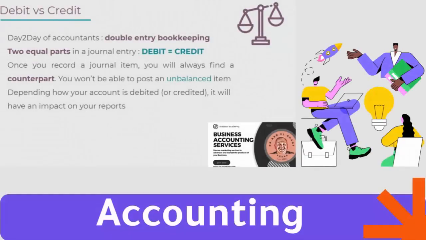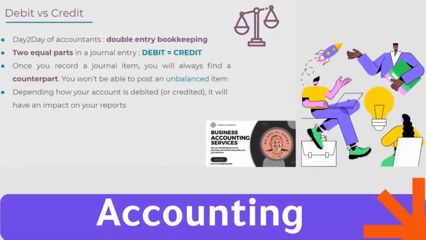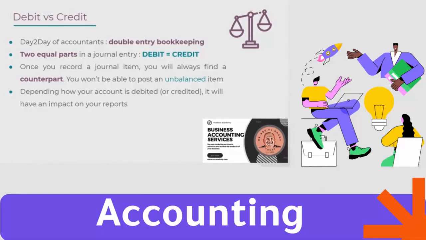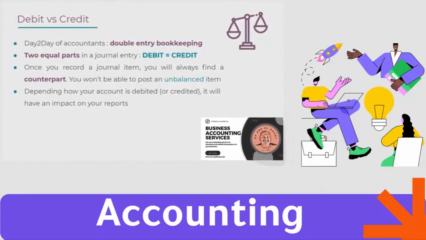Debit and credit concept. Debit and credit is the foundation of what accounting is like. As an accountant, the day-to-day activities are double entry bookkeeping. That's the base of everything. A journal entry is composed of two parts. One side is the debit and the other side is the credit, and the main concept of all accounting is that debit should always equal credit.